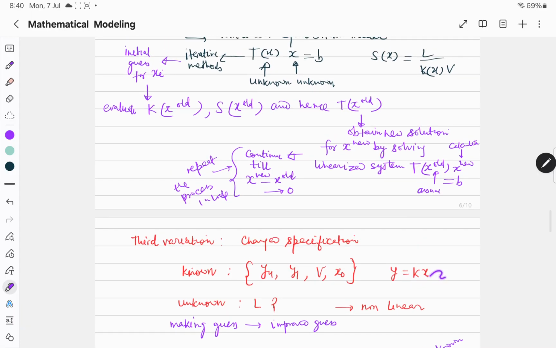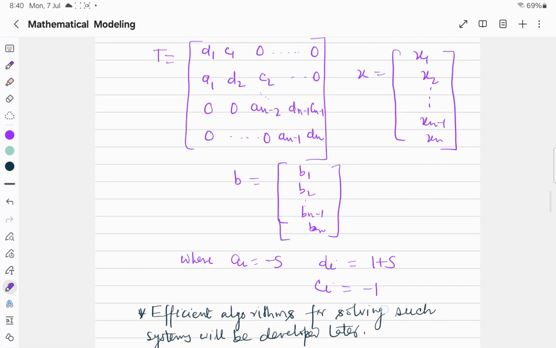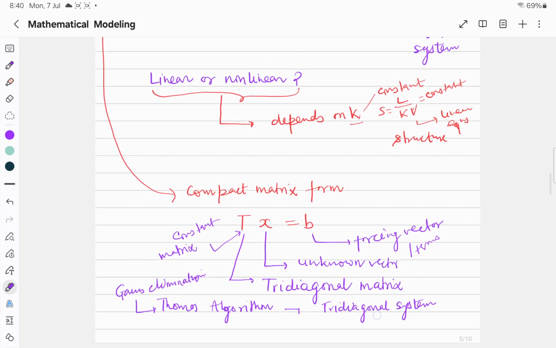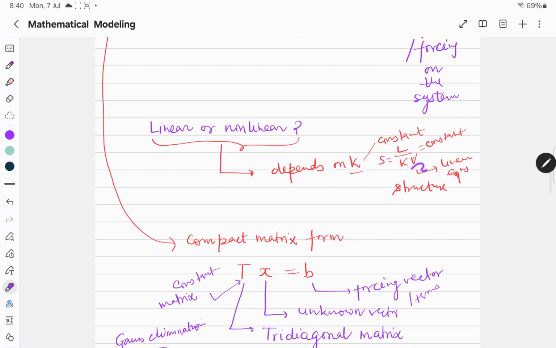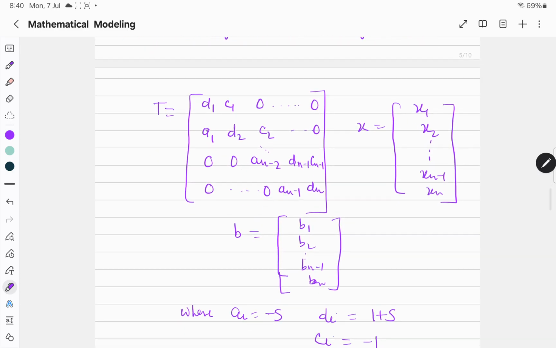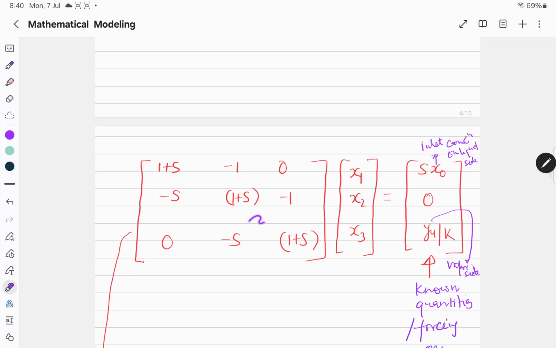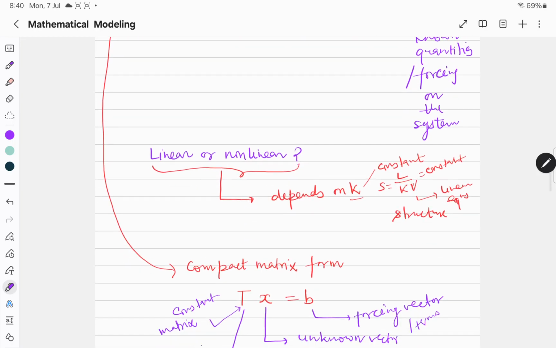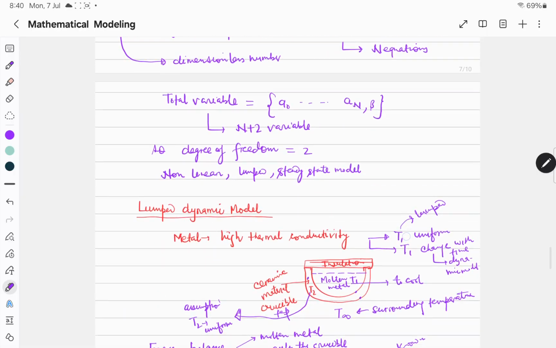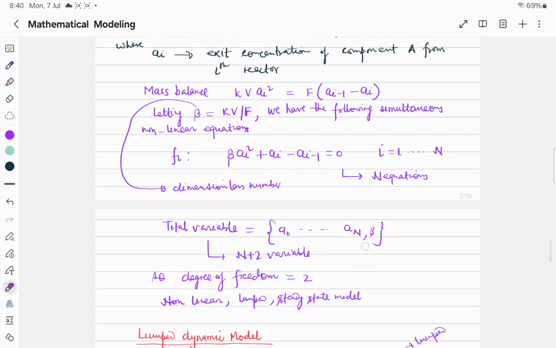Now see, y is equal to kx, this is also linear, but the problem will become non-linear. How? L is unknown, so S will be unknown, so this T matrix will depend on an unknown. So this is unknown and this is unknown, and unknown multiplied by unknown gives a non-linear equation. So if you slightly change the specification, non-linearity comes into the picture.